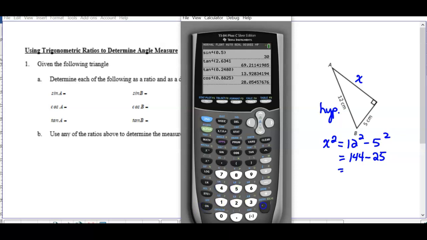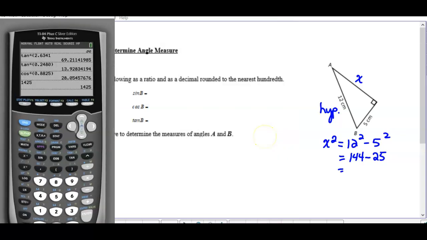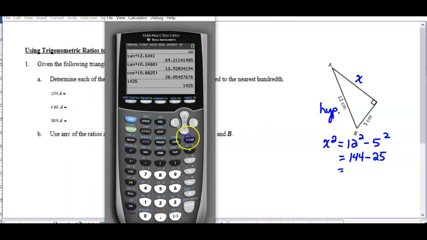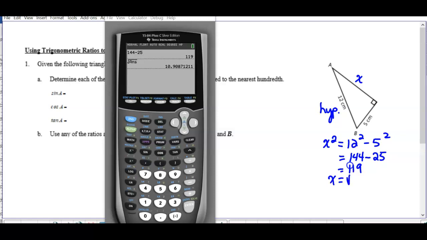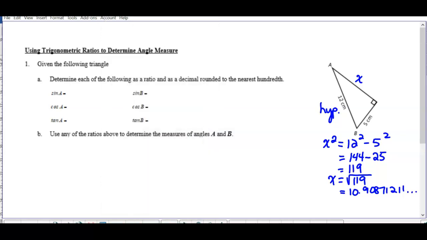144 minus 25 is 119, and then we have to square root that. So x equals the root of 119. Now, we can show the decimal form here, but what I want you to get used to doing is using the radical form. We've already done roots and powers, so leave it in radical form, and then we can round at the end, but at least it keeps it exact.